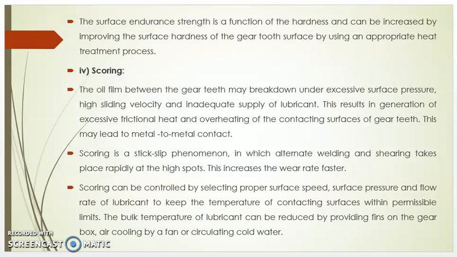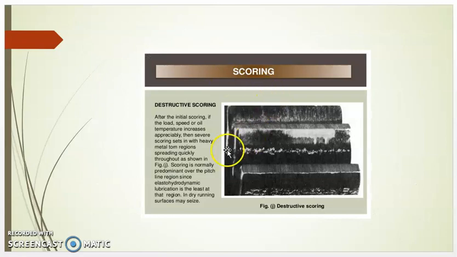Scoring can be controlled by selecting proper surface speed, surface pressure and flow rate of lubricant to keep the temperature of contacting surfaces within permissible limits. The bulk temperature of lubricant can be reduced by providing fins on the gearbox, air cooling by a fan or circulating cold water. This is the figure of scoring. You just see how the scoring takes place.